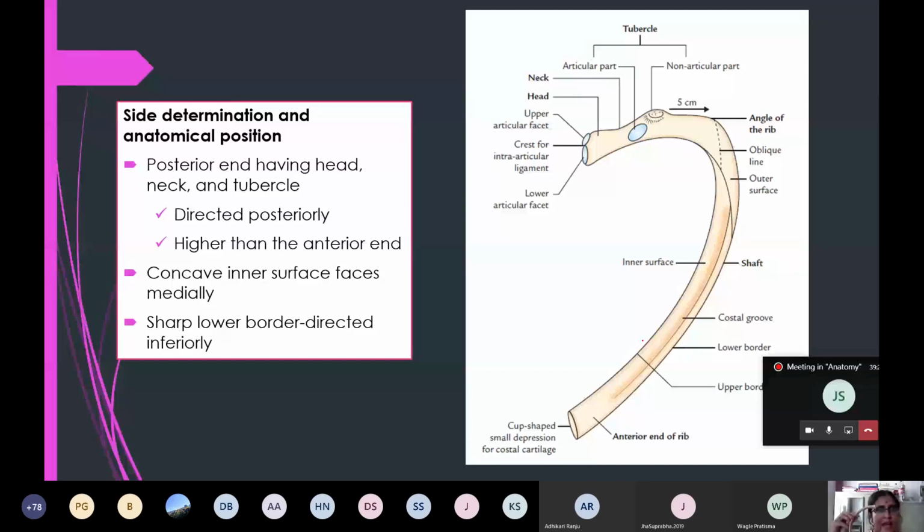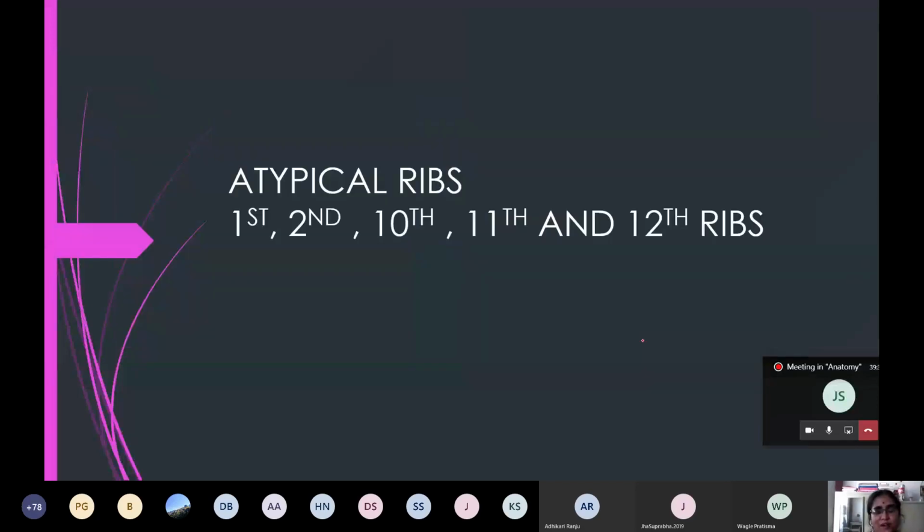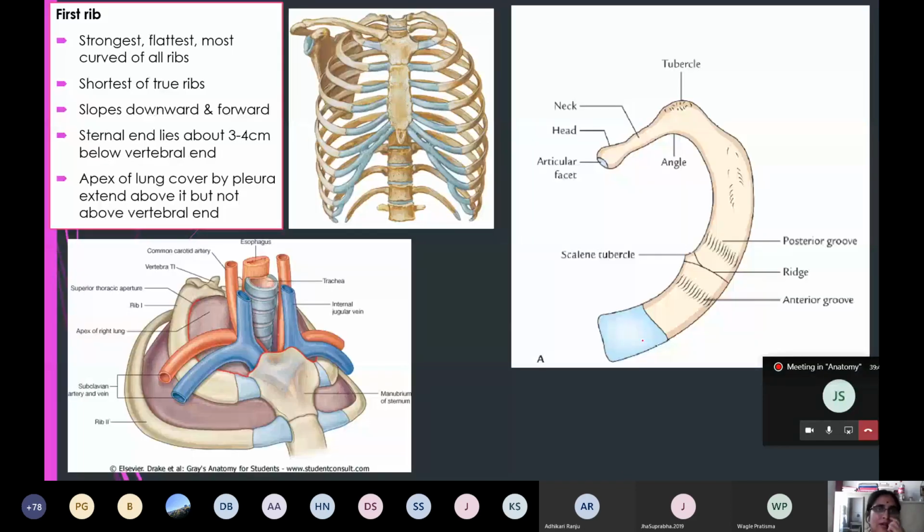Now we will go to the atypical ribs. We have finished the typical ribs. Atypical ribs are the first rib, second rib, 10th rib, 11th rib and 12th rib. First we will start with the first rib. Here you can see the first rib is the strongest, flattest and most curved of all true ribs. Okay, and it is one of the shortest of all true ribs.